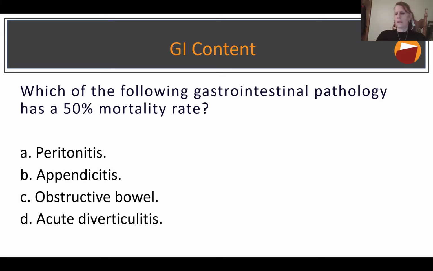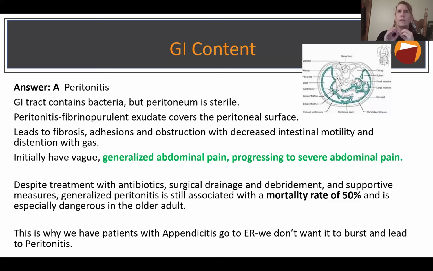For a more severe obstruction, complicated or strangulated or whatever, it's higher, but it's not to that 50% mortality rate. And then acute diverticulitis also doesn't have that big mortality rate. So not that you need to know mortality rates for the exam, it was just a question for me to get into talking about peritonitis, appendicitis, those types of things.